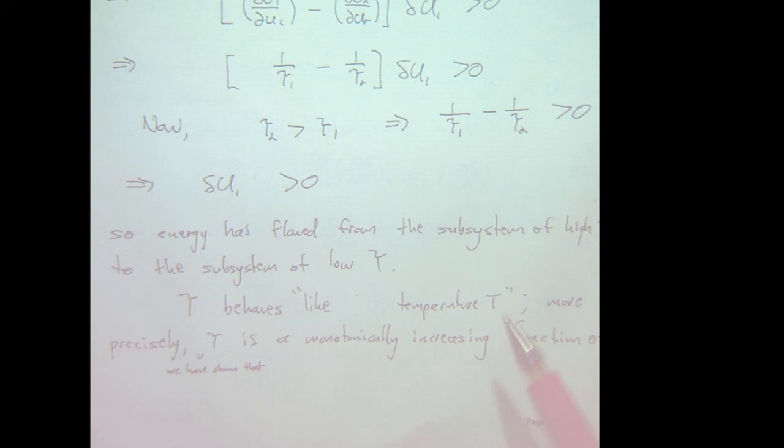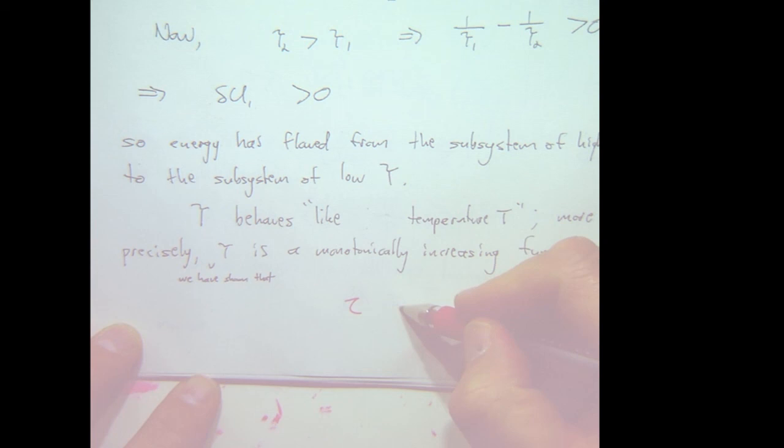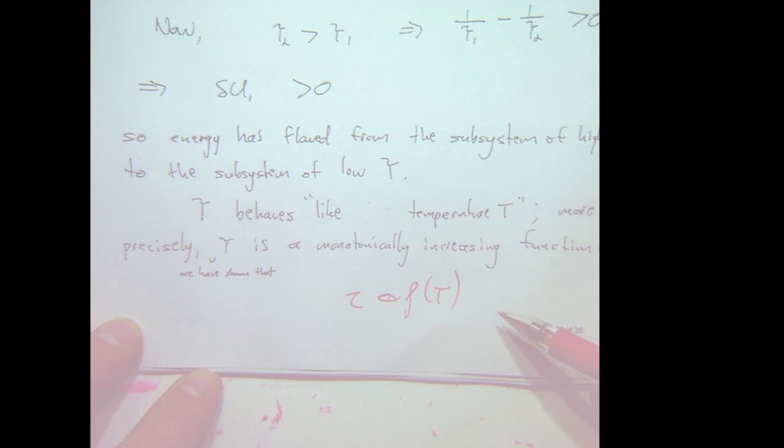So tau behaves like the temperature. Or, more precisely, it's a monotonically increasing function of temperature. So tau is, I wouldn't say proportional to, but equals some function of the absolute temperature, such that it's monotonically increasing.